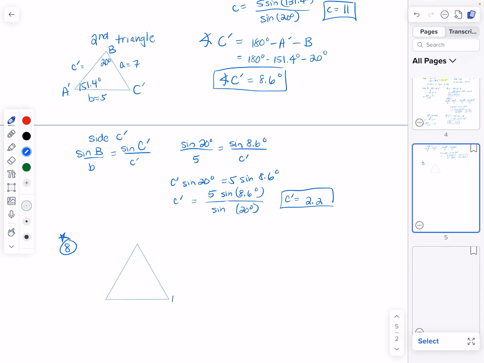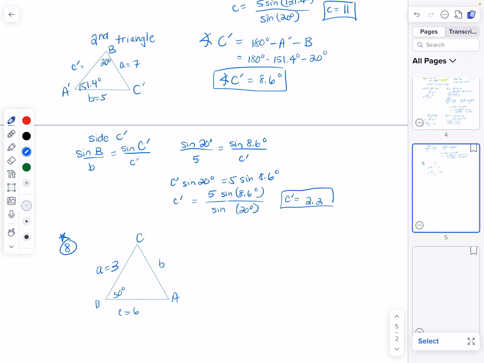But what we have here is angle A, C, and B, and side A, side B, side C. Angle B is 50 degrees. Side A is given as 3. Side B, I don't know. And side C is 6.